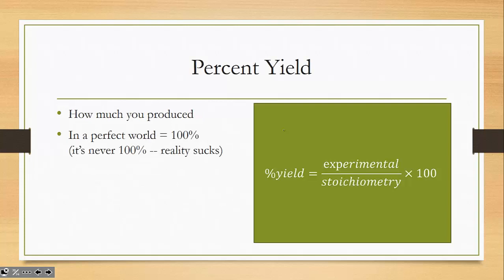So percent yield is a way for you to analyze your data. How close to the perfect value, your theoretical yield, were you? How close to getting 100% of the product were you? So percent yield is when we take the experimental value, what you got in your experiment, and divide by what your math, your stoichiometry, says you were supposed to get, times 100.